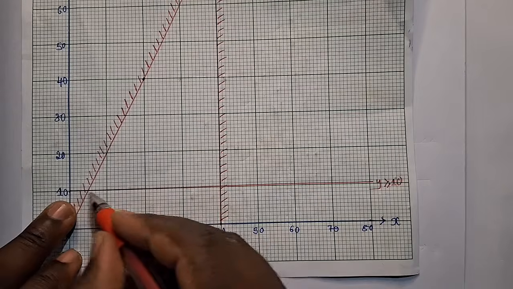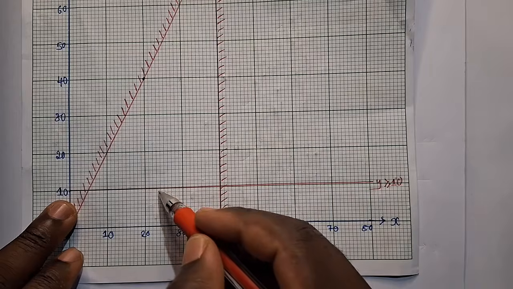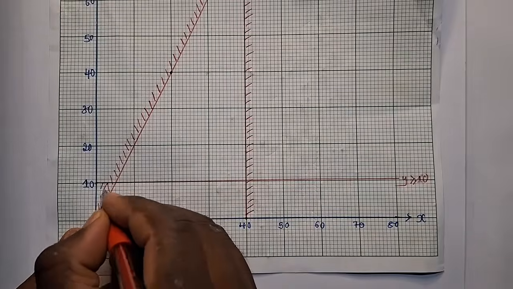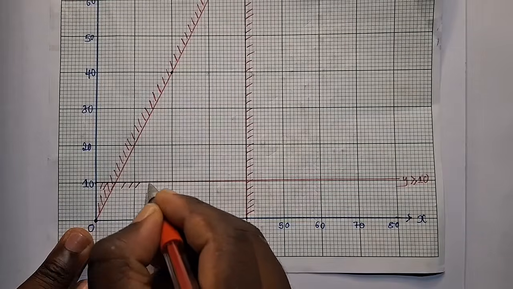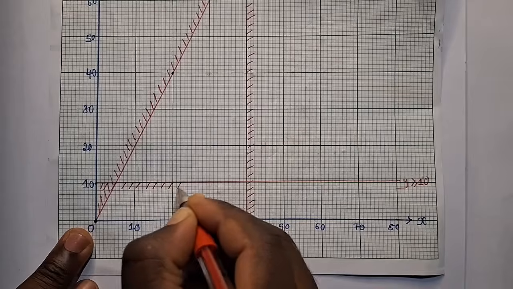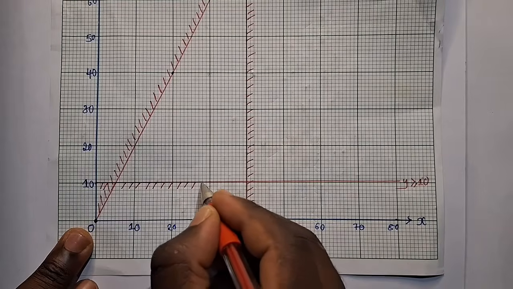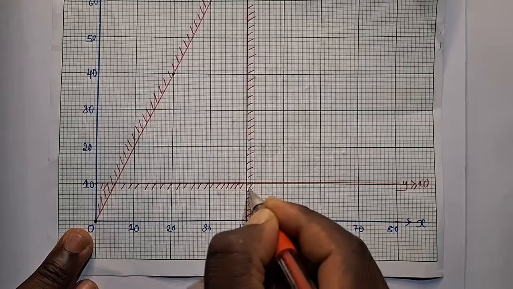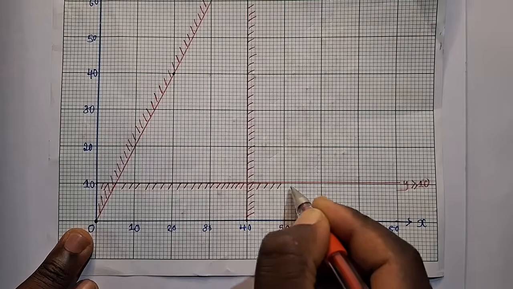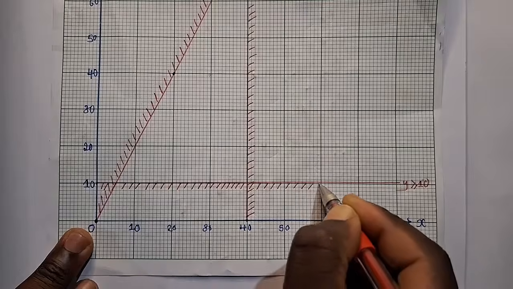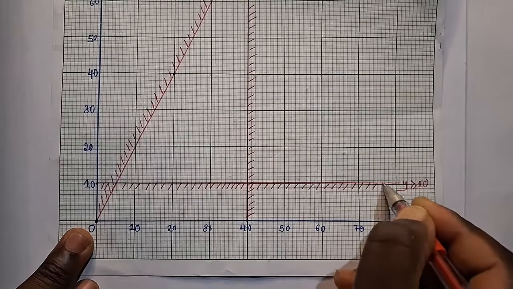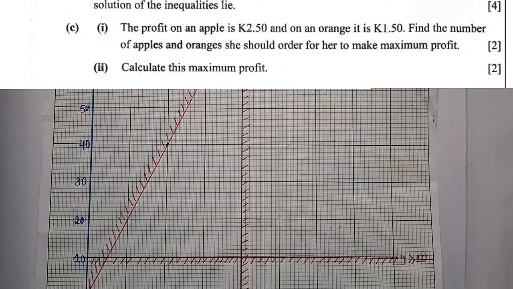Now look at this. When you look at this line, which part is the greater? You find that the greater is the top part. So we shade the opposite, which is the less part. This is how it's supposed to be. Like that.